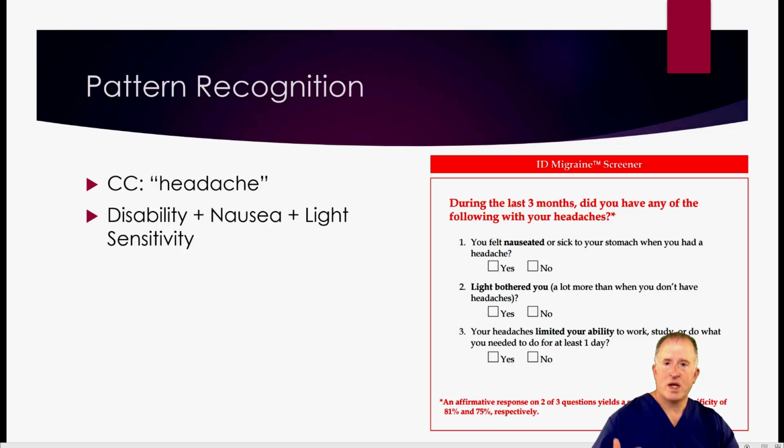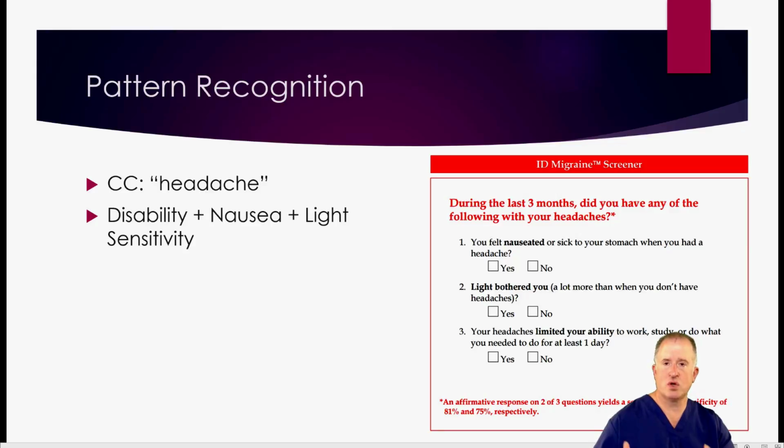So, what are the simple patterns to recognize in this case? Well, I think there are two of them. First of all, it's the fact that Emily presented to your clinic with a chief concern of headache. And there are excellent, well-grounded medical studies that show that when a patient is in a primary care waiting room to be evaluated for a chief concern of headache, there is a greater than 70% chance that the diagnosis will be migraine. The other pattern to recognize is the combination of disability, nausea, and light sensitivity.